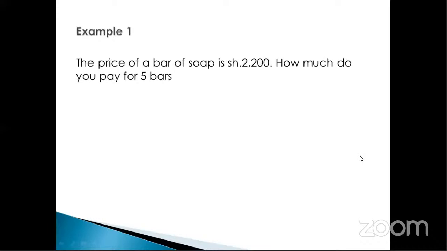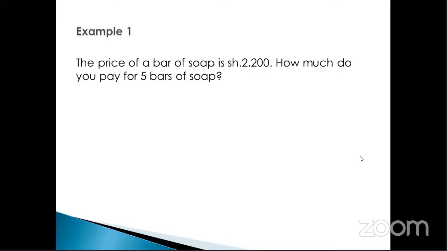The price of a bar of soap is shillings 2,200. How much do you pay for 5 bars of soap? Yes, thank you. Now, I always encourage you, when you are reading it in words, to bring the word shillings after saying the figures. For example, listen to how I'm going to read. The price of a bar of soap is 2,200 shillings. You get it?